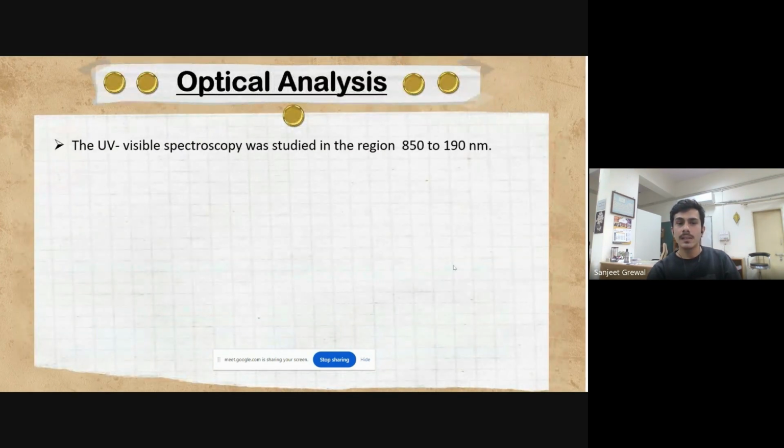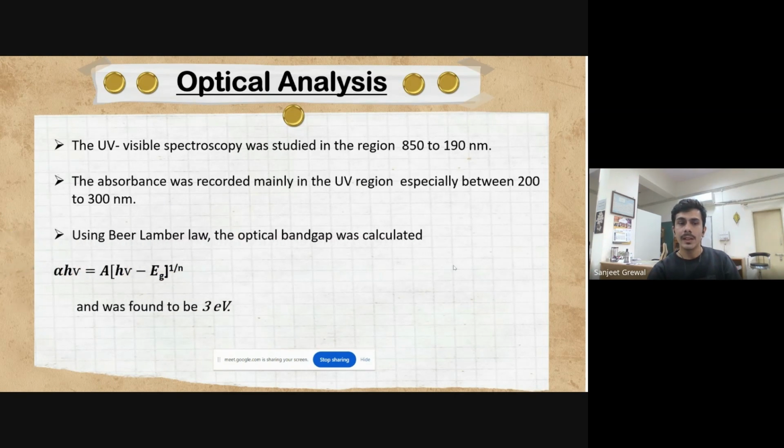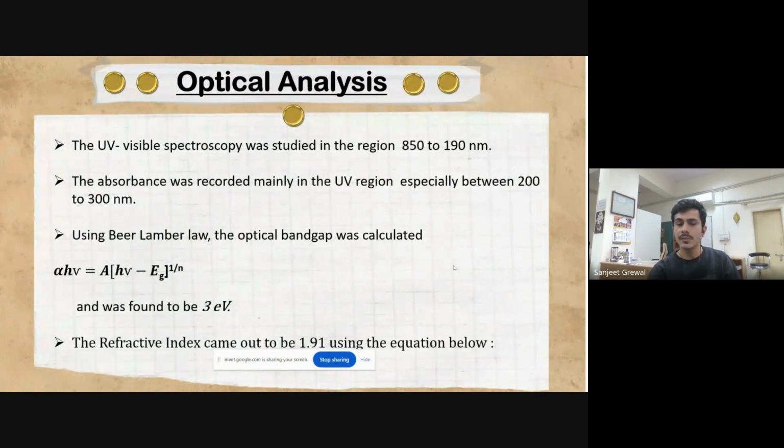In the optical analysis, UV visible spectroscopy was performed in the range shown. The absorbance was recorded mainly in the UV region, especially between 200 to 300 nanometer. Thereafter, using Beer-Lambert's law, the optical band gap of the sample was calculated using the equation, and it came out to be 3 electron volt. Also, the refractive index was calculated, which came out to be 1.91 using the equation given below.